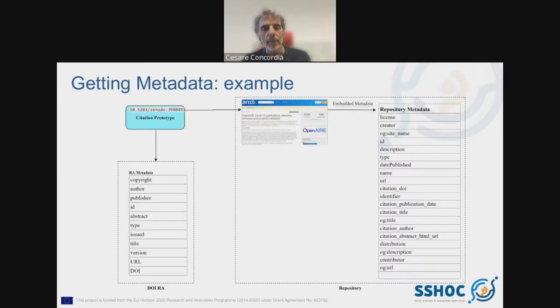This is an example, for instance, of a very well done dataset that is in Zenodo. Starting from the PID, which is a DOI, we are able to parse the Zenodo metadata and have this metadata about the dataset described in this landing page. But also the DOI registration agency, if asked with the content negotiation protocol, returns another subset of metadata for the dataset.